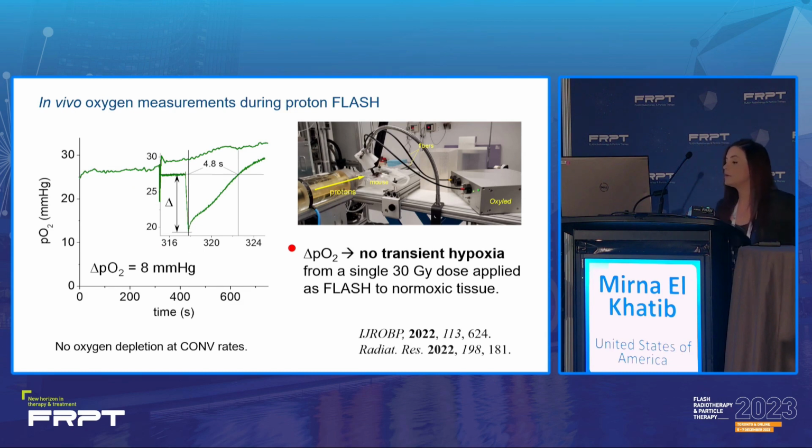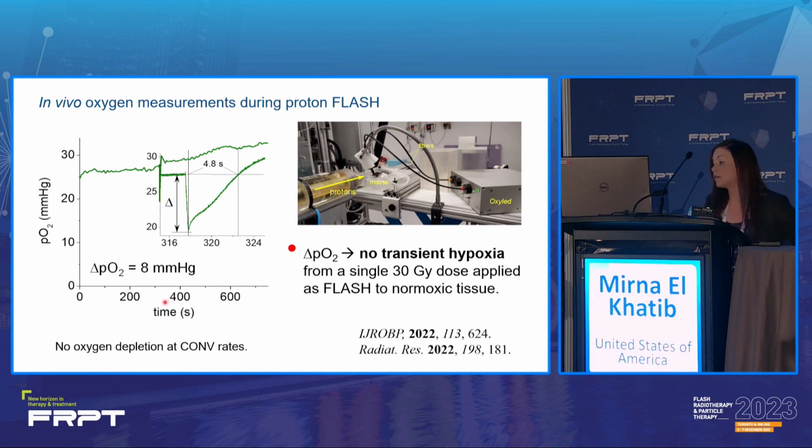We have also performed time-resolved oxygen measurements in vivo using murine models. Two key things to note: at conventional rates, we did not see any apparent oxygen depletion, and that is because there is a fast resupply of oxygen from the blood. Please note that this does not mean that there's no oxygen being depleted at conventional rates. It only means that at the rates that we're delivering the radiation, it's getting masked by the fast resupply of oxygen from the blood.